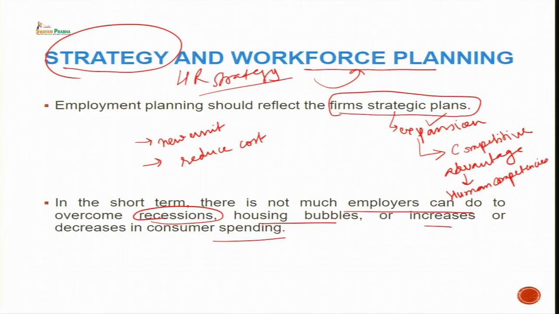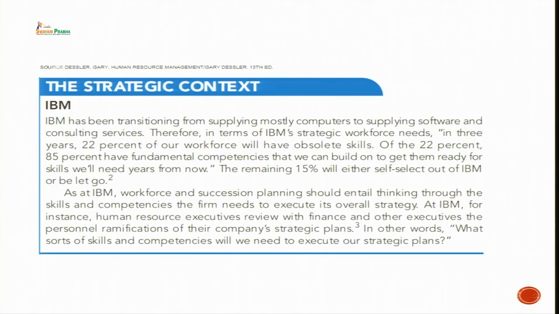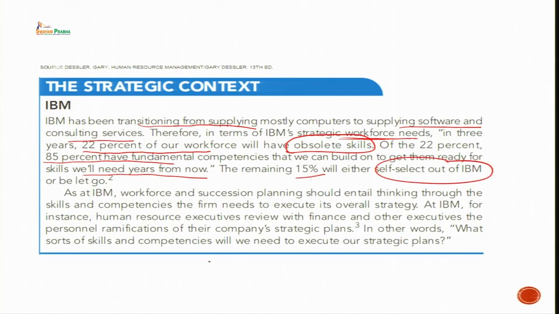Let us now discuss a strategic context at IBM which illustrates this scenario. IBM has been transitioning from supplying mostly computers to supplying software and consulting services. So, from computers to consulting, this is the addition that they have done. Therefore, in terms of IBM's strategic workforce needs, in 3 years, this exhibit says that 22% of our workforce will have obsolete skills. And out of that 22%, 85% have fundamental competencies that we can build on to get them ready for skills we'll need in years from now. So, that means the remaining 15% will either self-select out of IBM or be let go.